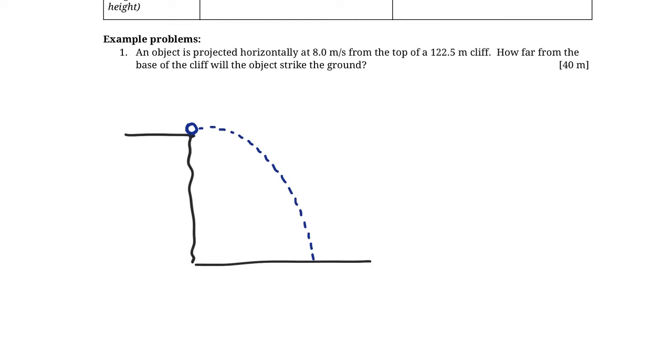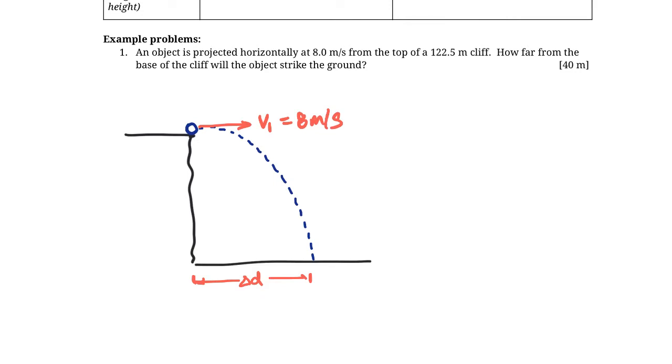So we want to know how far from the base of the cliff the object will strike the ground. So we can call that this. So that's basically this distance here, right? This is what we're looking for. We can call that the delta D that we're trying to look for in this question. And what else do we know? Well, we know that the ball is projected at 8 meters per second. So at the top of its flight, the initial velocity of the ball is 8 meters per second.